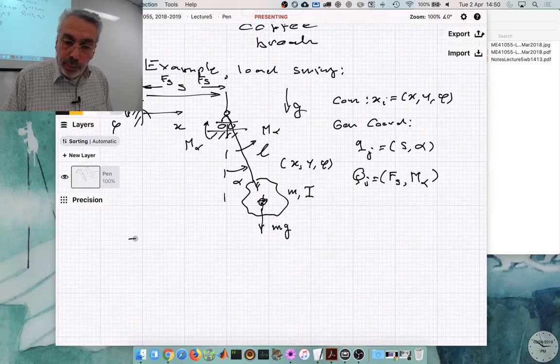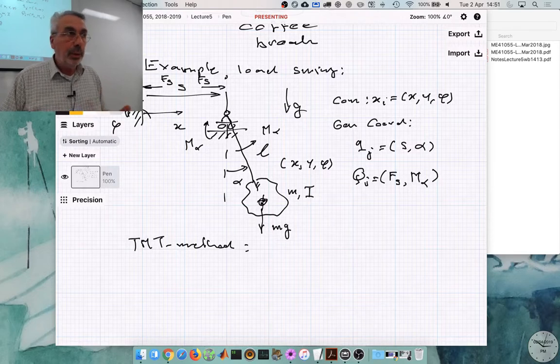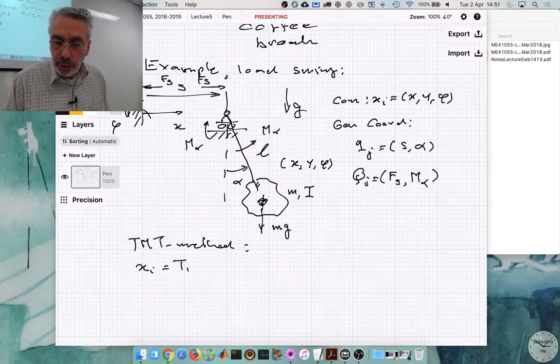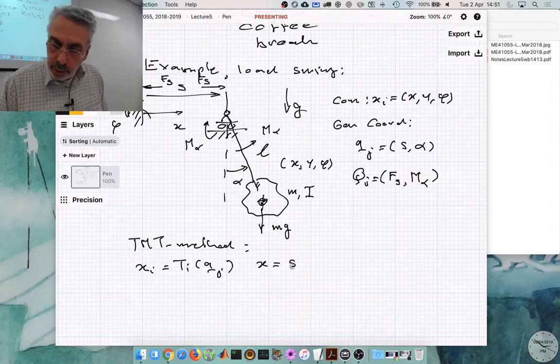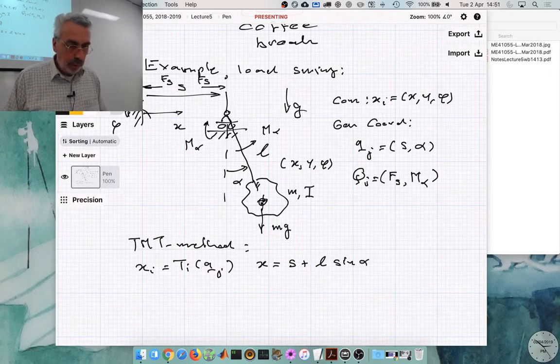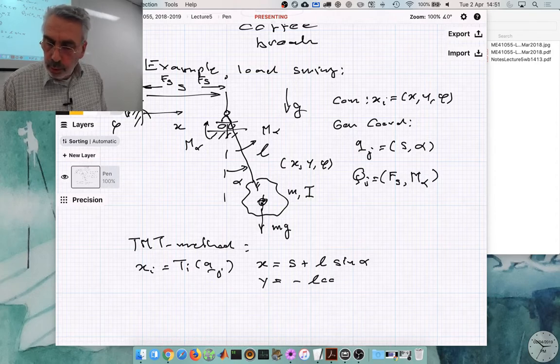So then for the TMT method, what do I need? I need this mapping. I need to express my coordinates xi in terms of this transformation in terms of my qj. Or in other words, the x position of this center of mass is s plus this distance, so that's s plus L sine alpha, right? Is that correct? Yeah. The y position of this guy is negative, minus L cosine alpha, right?